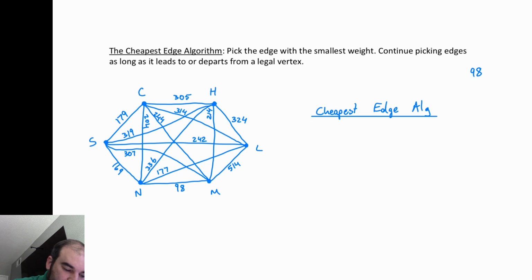98, 177, 179. Let me actually highlight these as I go. 179. And then in the 200s, the smallest is the 204, I think. And then the 214.